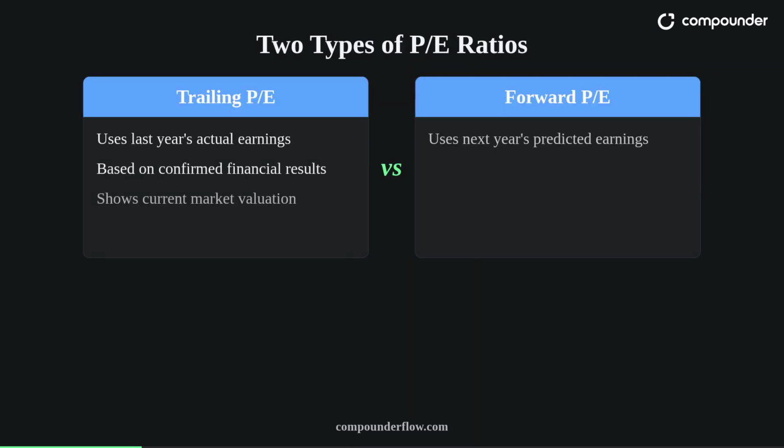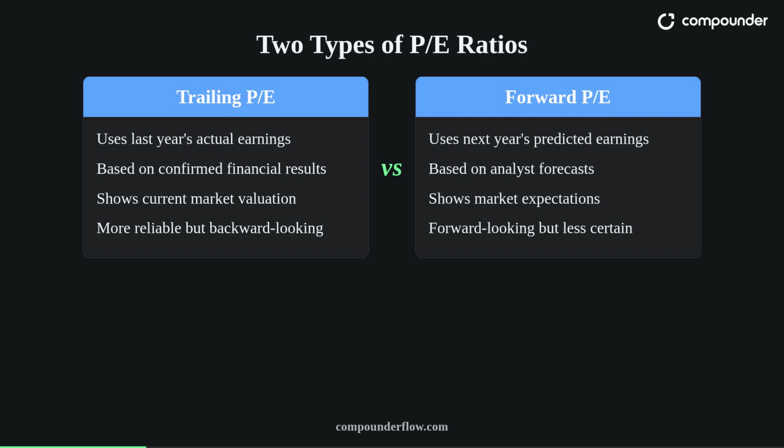But here's where it gets interesting. There are actually 2 types of PE ratios you need to know about. The trailing PE uses last year's actual earnings, while the forward PE uses analyst predictions for next year's earnings. Both tell different stories about how the market views the company's prospects.